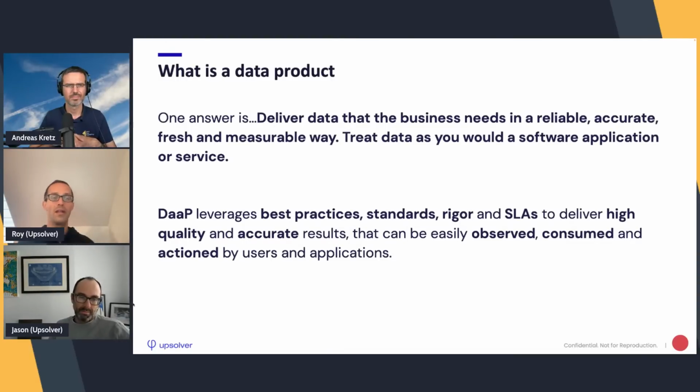This is just one answer that I use for what a data product is, but it's really about being able to deliver reliable, accurate, and fresh data to the business, while treating that data as you would any other software application or service, right? You're not going to launch a software product or service without an API or without a stable API. You're not going to do it without security, without the proper ways of deploying code using CI/CD and tests and things like that. But we tend to do it with data, right?